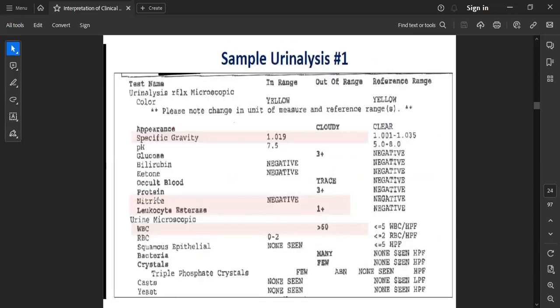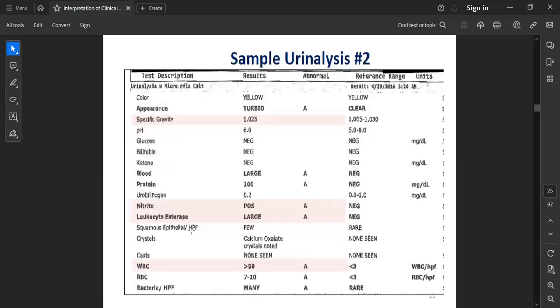Like for this one, the urine appears cloudy. The urine is yellow. This one is a bit high, so the urine is concentrated. There are nitrites, there's leukocyte esterase, there are white blood cells. So that indicates there's a UTI. These ones, you can just look at them and try to interpret them based on the readings.